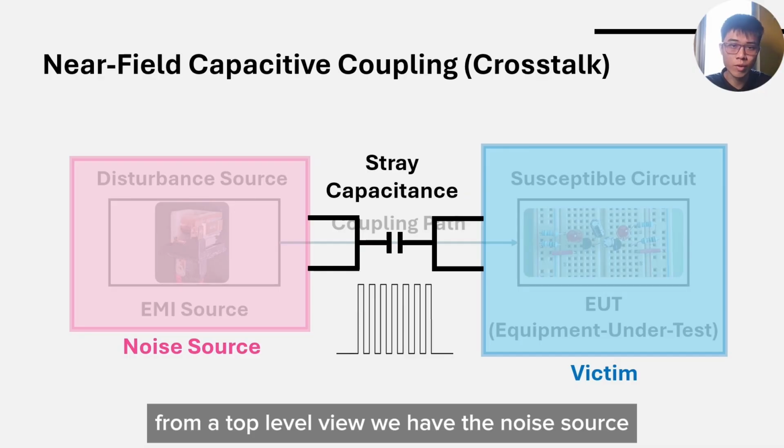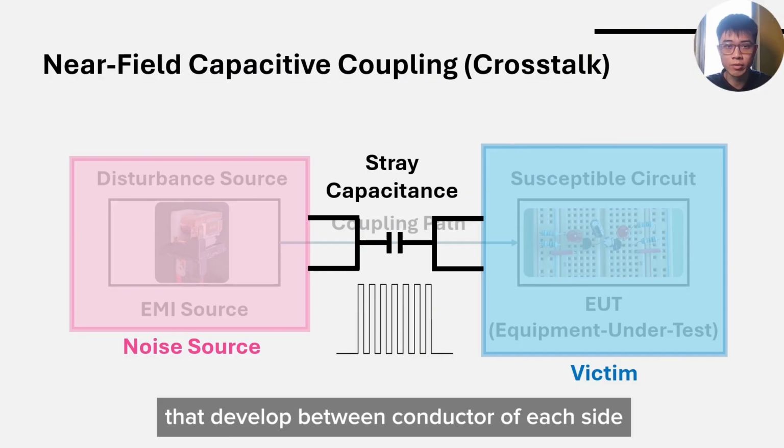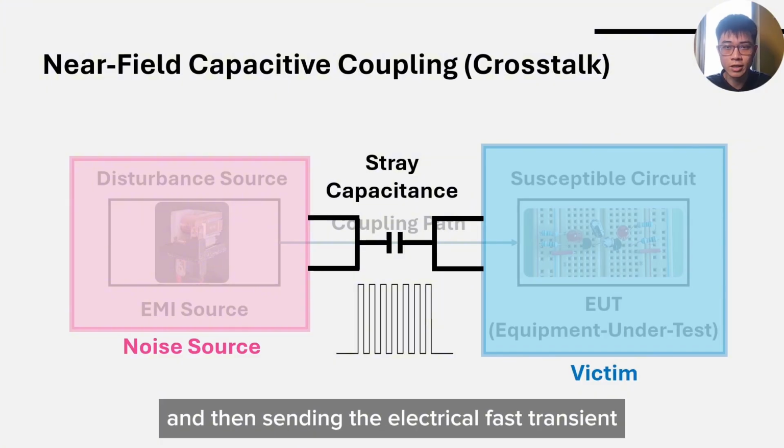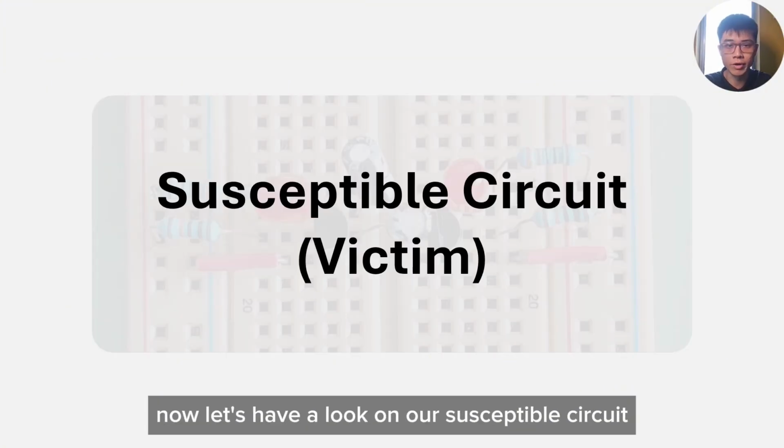From the top level view, we have the noise source capacitively coupled through the stray capacitance that develops between the conductors of each side, and then sending the electrical fast transient time-varying electric field to the victim circuit. Now let's have a look at our susceptible circuit.